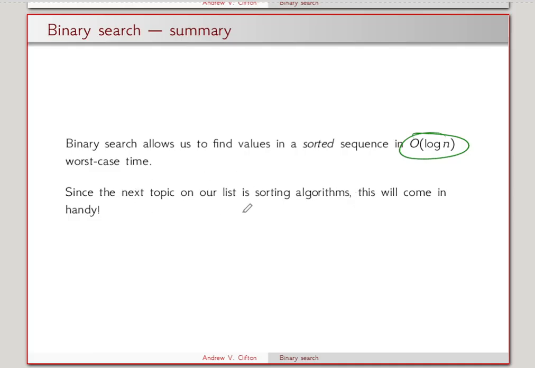So our next topic is sorting algorithms. This will come in handy, because once we have something sorted, we can use a binary search on it to find stuff in it. And then after sorting algorithms, we'll look at binary search trees, which are a data structure that encodes what binary search does. So this will be a useful foundation for what we're going to do next.